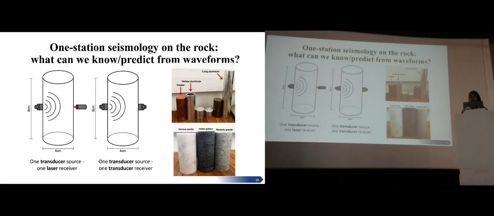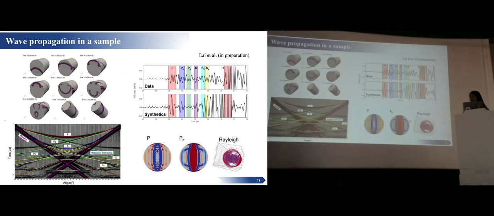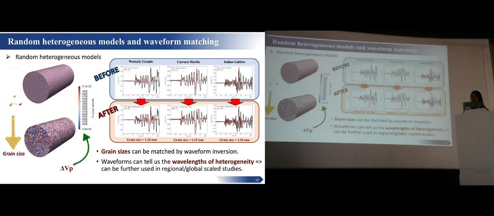So then I did some one-station seismology on rock using, again, this simple setting of one source and one receiver, on metals and rocks. I studied wave propagation in the sample using seismograms, snapshots, and also kernels. But when I go for rocks, I need to add a random heterogeneous model. So again I produced a lot of models with different grain sizes and matched the synthetics with the data, and found that the waveform can tell us the wavelength of the heterogeneity, which is really good. We can apply it in many places after.